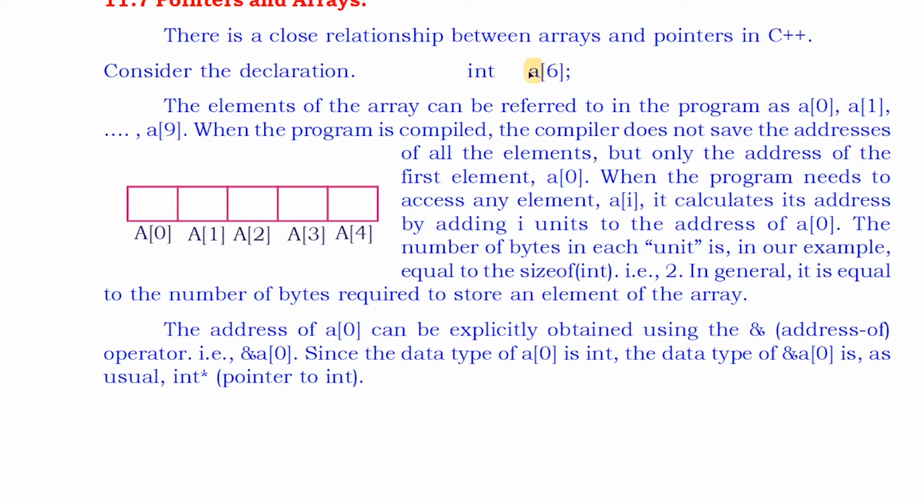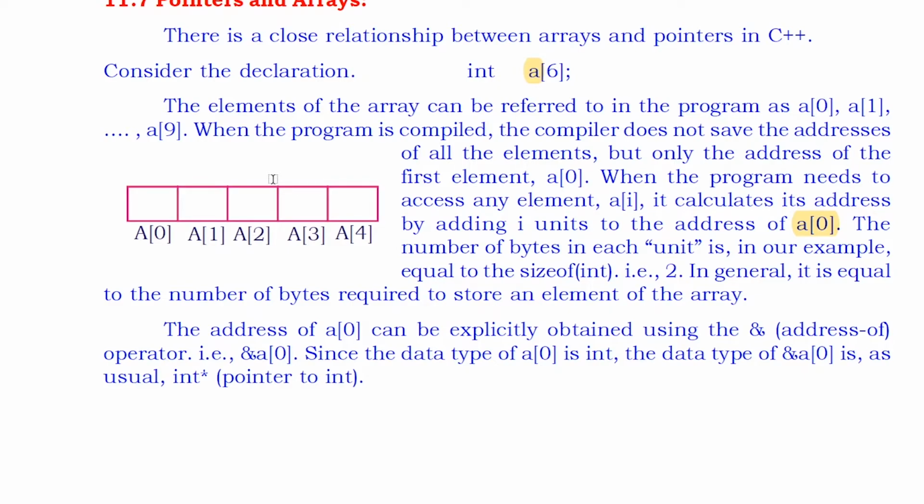Actually, the array name behaves like a pointer. Normally this array name contains the address of the first element, that is a of 0. What is a? If the address is 6550, this a will always contain the address of the first element, 6550, or whatever the address is. That is the address of the first element, also known as the base address. Depending on that base address, we are going to calculate the address of any element. We already discussed this.